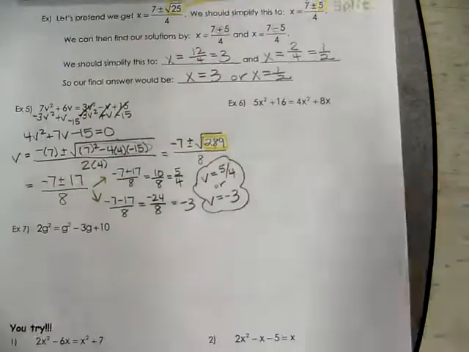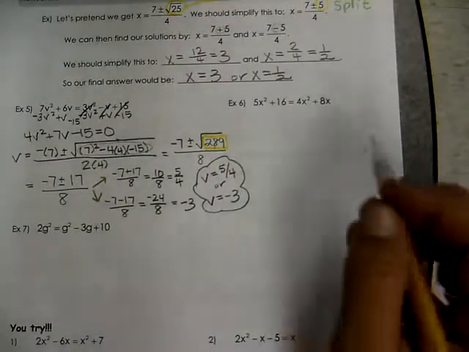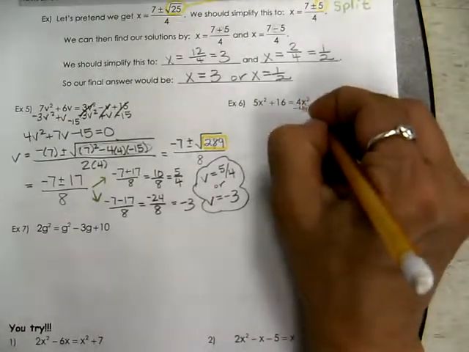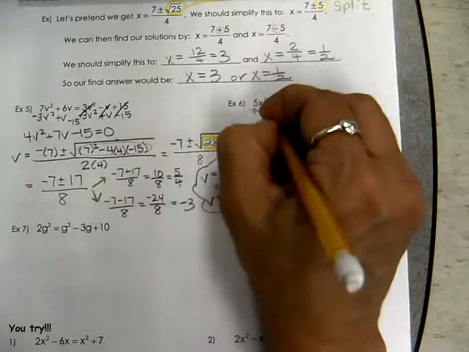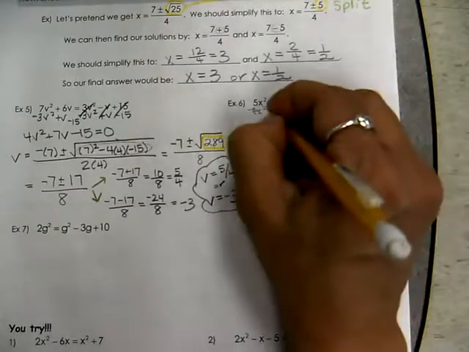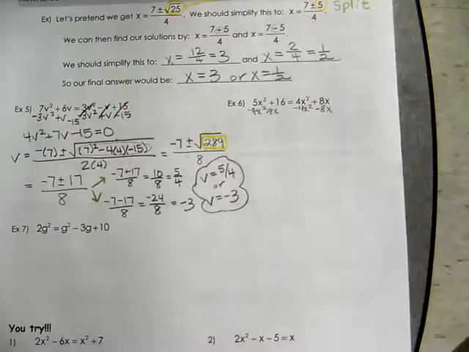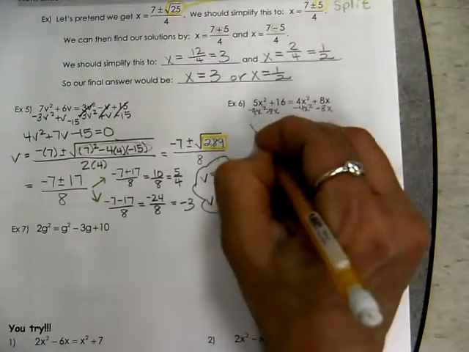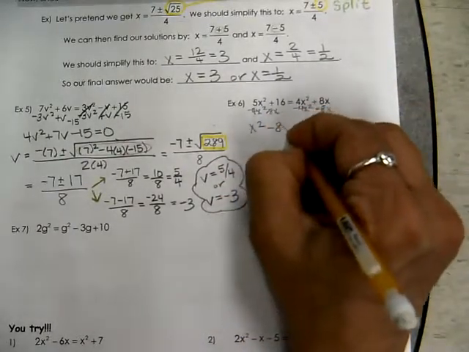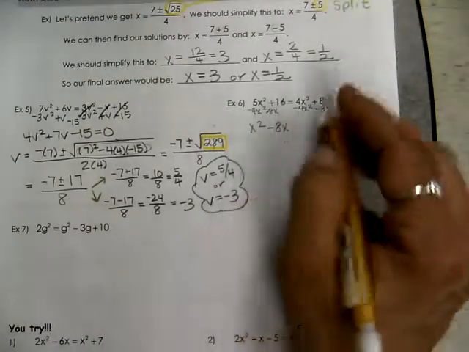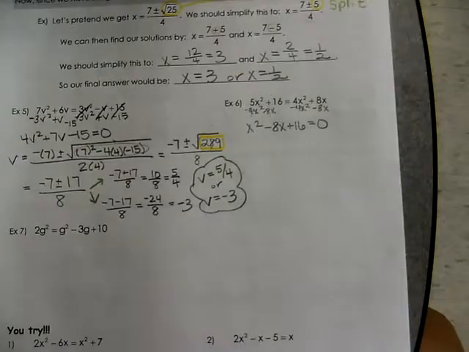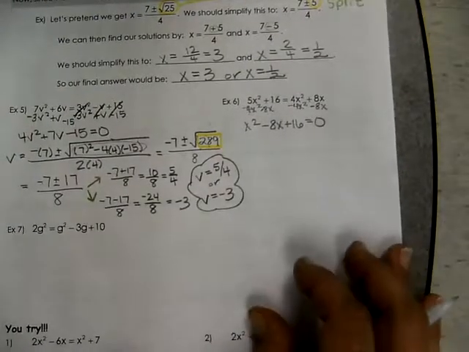So let's practice another one. Example 6. First, let's get it into standard form. So we need to move everything to one side to get it equal to 0. So we can subtract 4x squared, subtract 8x. Let's see, these are like terms. I get x squared. Negative 8x doesn't have anything to combine with. And then plus 16. Okay, so now I've got x squared minus 8x plus 16 equals 0.